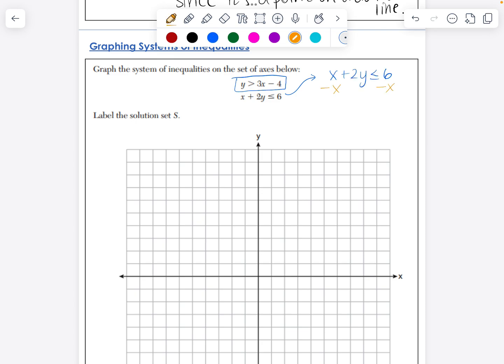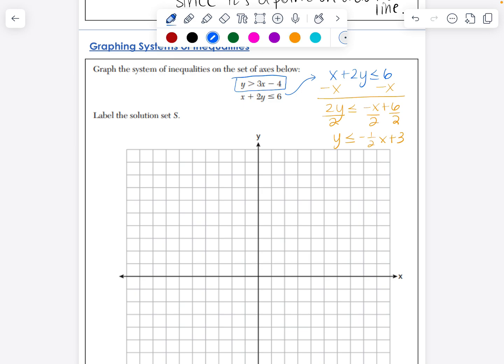I'm going to move the x to the other side, and I've got 2y is less than or equal to negative x plus 6. I'm going to divide everything by 2, and I have y is less than or equal to negative 1/2 x plus 3. Okay, so in this case, we are not switching the symbol because we did not divide by a negative.